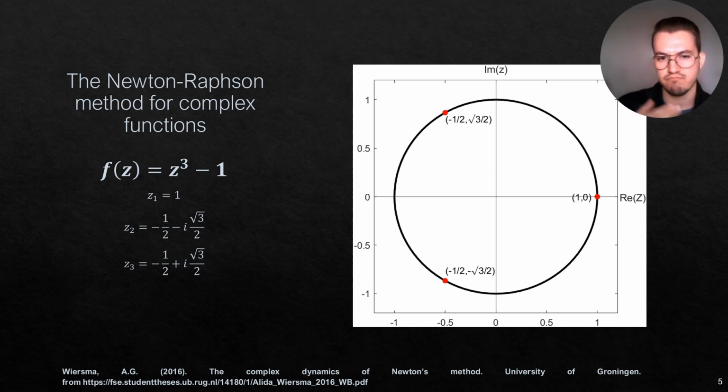So, for example, let's try to find the roots of a third-order complex polynomial, which I'm showing you here. And I also did my homework of showing you the roots of this polynomial, this complex function, by using a plot of a unit circle, and also the roots of this polynomial are presented here with these red markers or red dots.